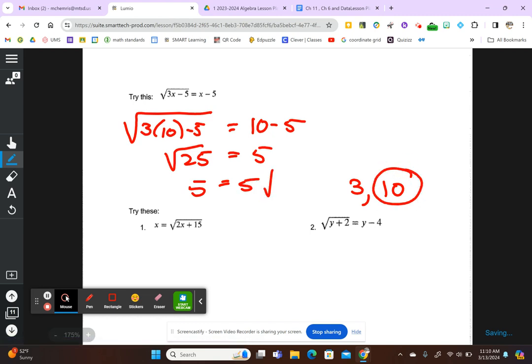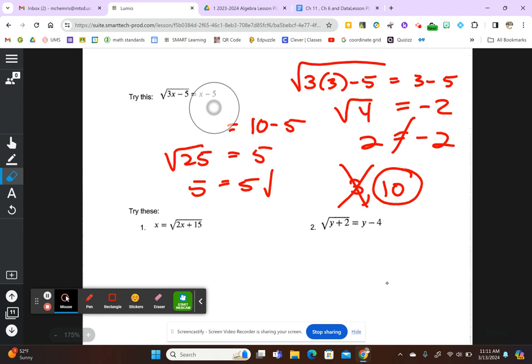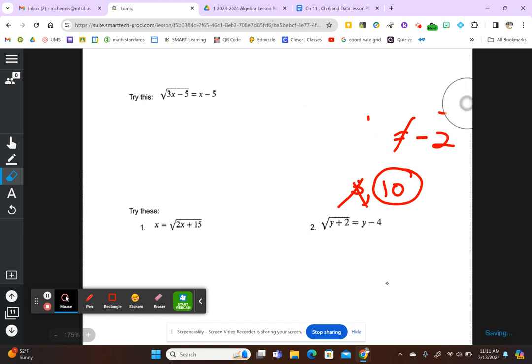Now let's try the 3. So the square root of 3 times 3 minus 5, does that equal 3 minus 5? Well, this is 9 minus 5 is 4. The square root of 4 is 2. But this is negative 2. Does 2 equal negative 2? No, it does not, which means 3 is an extraneous solution. So make sure you check your answers because sometimes solutions don't work and it's not because you made a mistake.